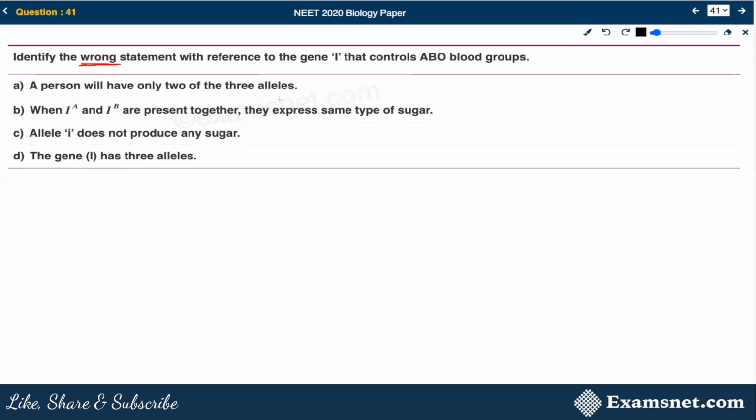So this is definitely the correct statement, because the gene I, which controls the ABO blood grouping, has three different alleles that control blood grouping. These are IA, IB, and i. So again, this is the correct statement.